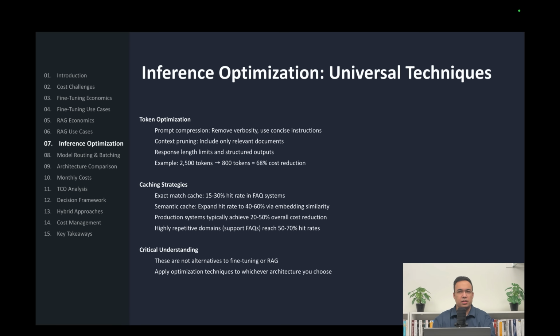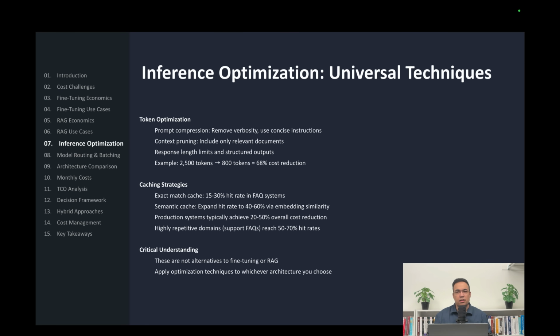Highly repetitive domains like customer support FAQs can reach 50 to 70% hit rates because users really are asking the same question over and over. But if you're building a research tool where every query is unique, your cache hit rate might only be 5 to 10%. So the savings would be much, much lower.